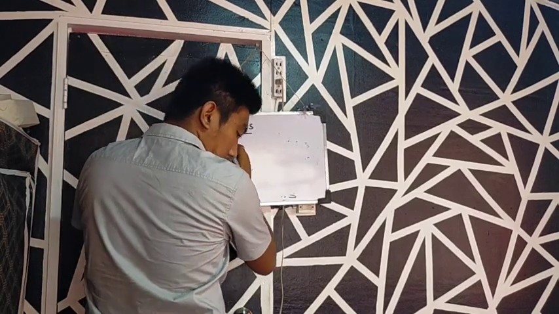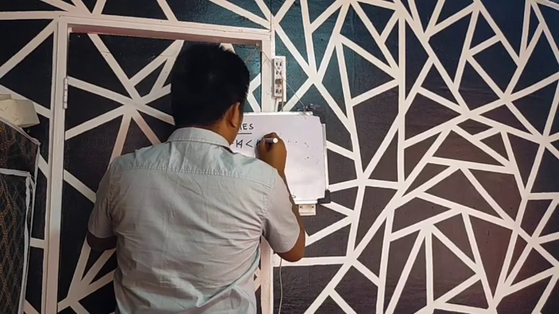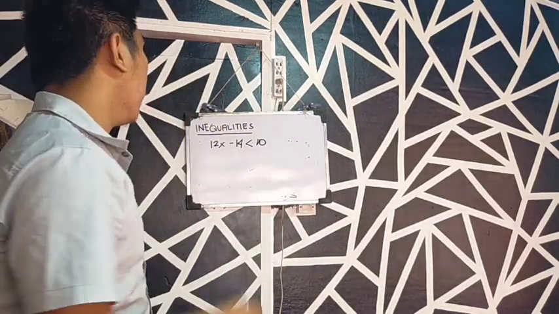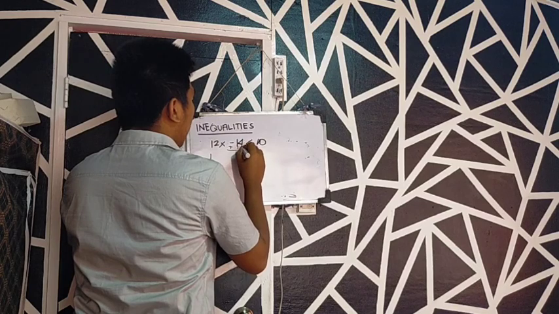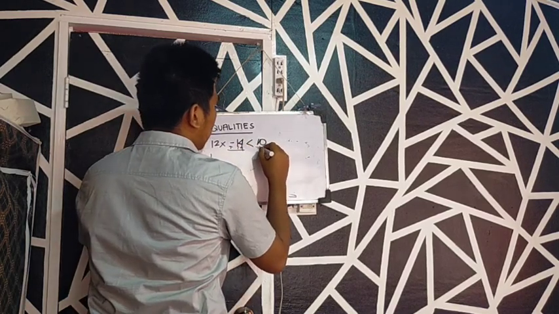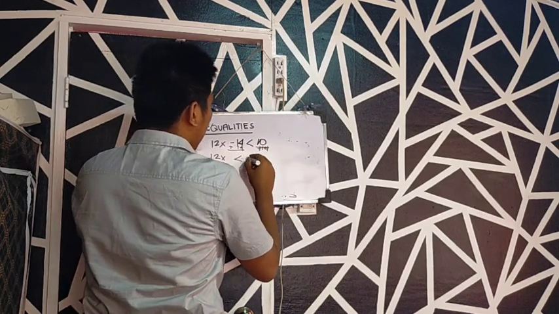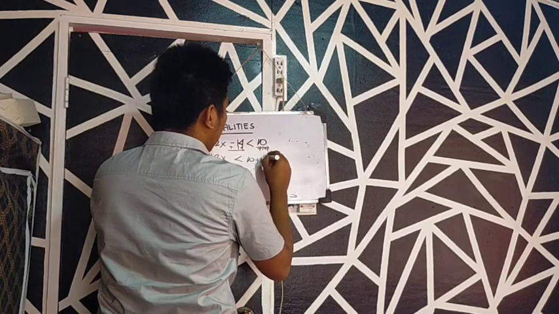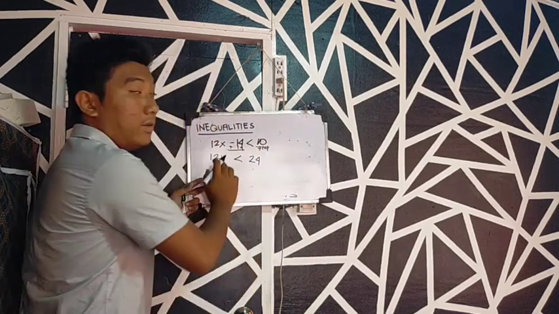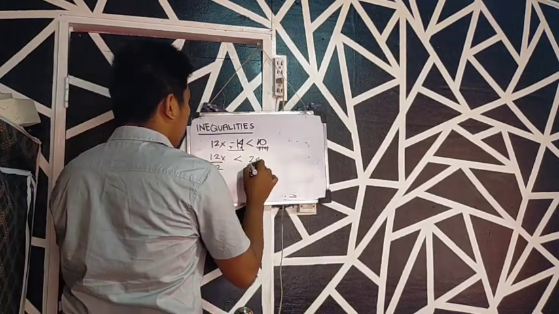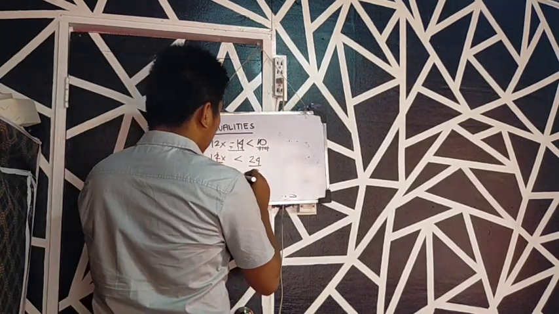So we have here 12x minus 14 is less than 10. Again, we will add 14 to both sides, plus 14, then we come up with 12x is less than 10 plus 14, or 24. Then we'll find the value of x, divide both sides by 12, cancel, x is less than 2.